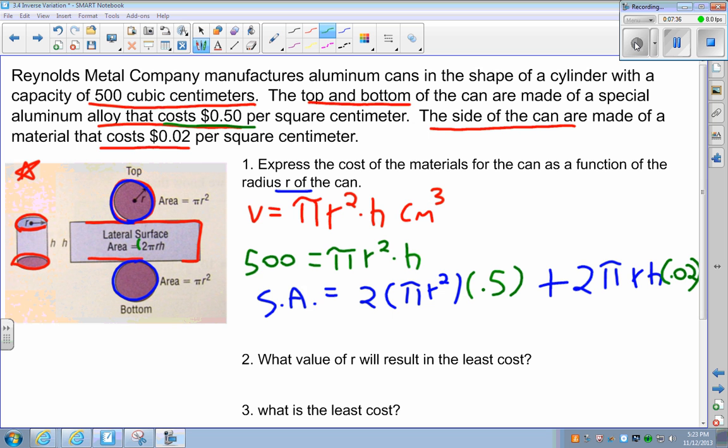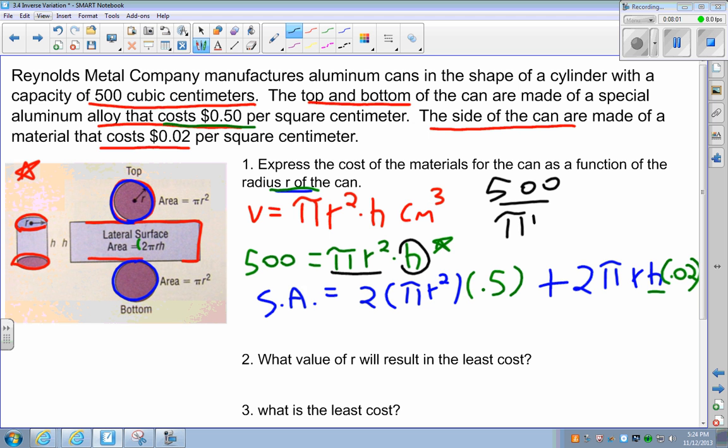Okay, now remember we wanted our surface area in terms of r, but here we have some h. To put that h in terms of r, let's look at our volume here and get this h by itself. So let's divide both sides by pi r squared. We'll get 500 divided by pi r squared is equal to h. Now let's substitute this in for h. I want to pause the video and put this on another slide.